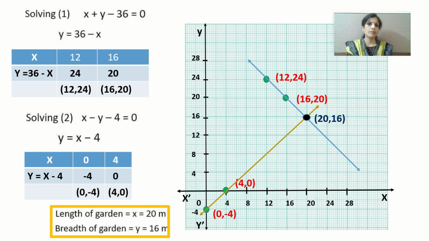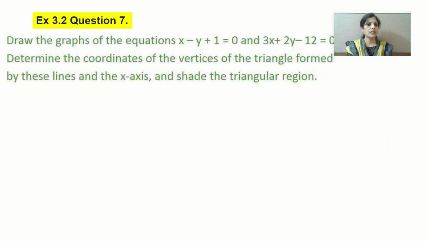This is question number 7. Question is, draw the graphs of the equations x minus y plus 1 is equal to 0 and 3x plus 2y minus 12 is equal to 0. Determine the coordinates of the vertices of the triangle formed by these lines and the x-axis, and shade the triangular region. This is an important sum, and if it comes for the exam, it may come for 3 marks.